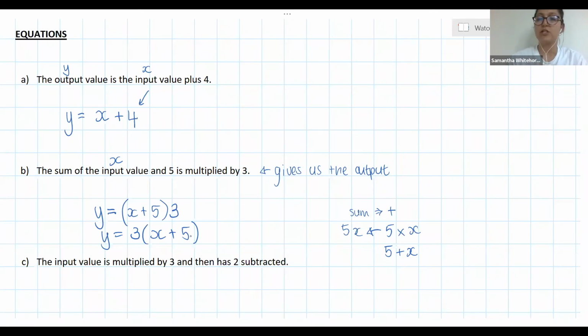Again, this is an equation that describes a relationship. If we wanted to, we could distribute that. You can if you want to, it's really not going to make a difference. If you want to distribute, you could write it as y equals 3x plus 15. But according to the words, that is the expression that I have here.